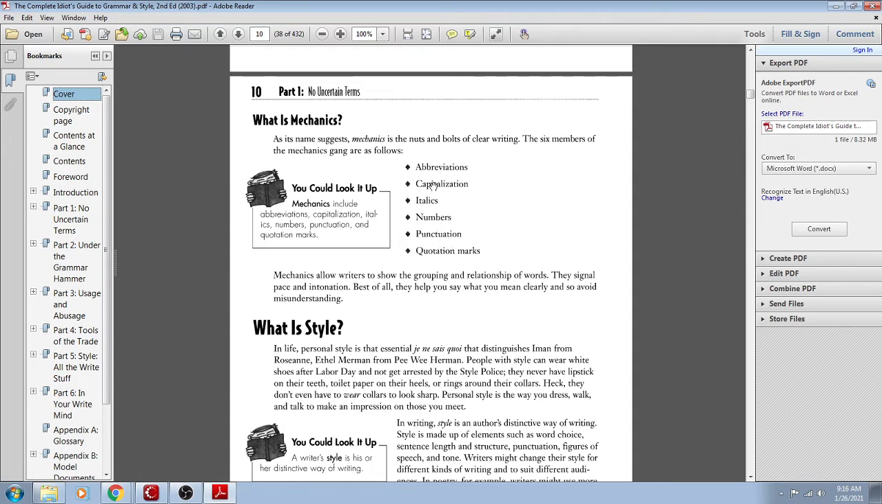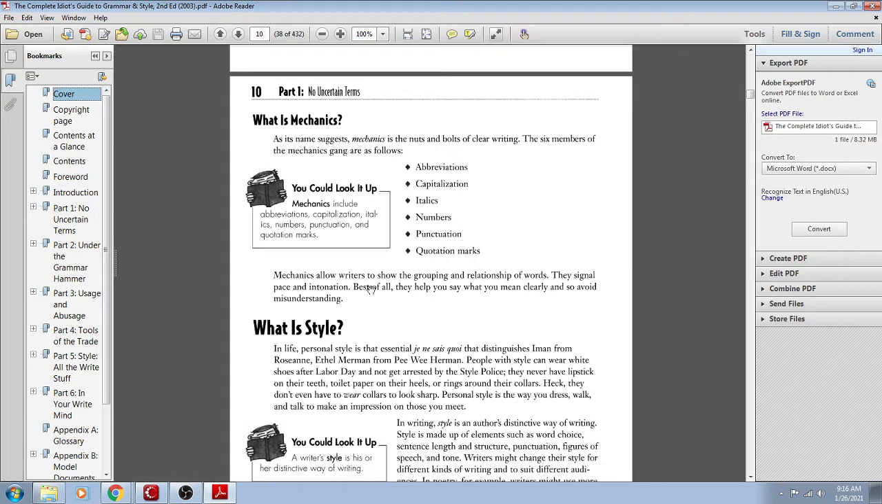Maybe later on in the course we might look at them. Can you read the definition of mechanics in the box? Mechanics include abbreviations, capitalization, italics, numbers, punctuation, and quotation marks. So now you have a clear idea about what mechanics means. So when we talk about the mechanics of writing, grammar and mechanics, mechanics allow writers to show the grouping and relationship of words.